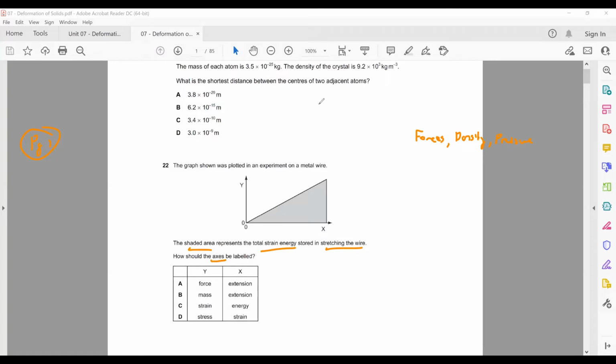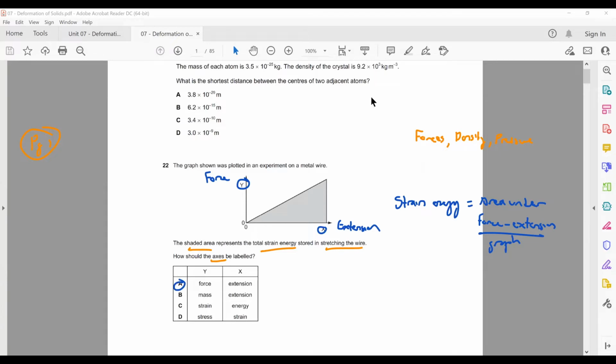So one of the key things you learned last week was that I mentioned to you strain energy is actually the area under the force extension graph. Okay, so this one here should have been force. This one here should have been extension. So the answer for this is supposed to be A.